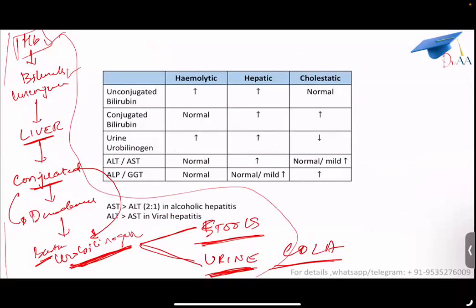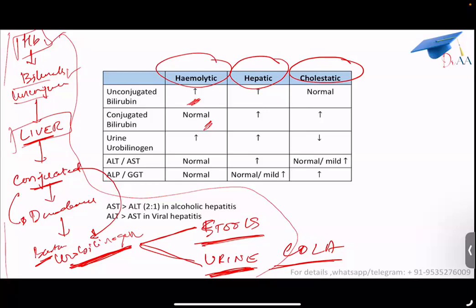Let's see how it differentiates here. So we know hemolytic, hepatic and cholestatic causes. In hemolytic, there is increased production of unconjugated bilirubin, hence unconjugated bilirubin will be high. Conjugated bilirubin will be normal because liver function remains normal. It is producing normally, so there is no effect on it. Urine urobilinogen will be increased because more and more bilirubin is excreted into the gut, which converts into urobilinogen and gets excreted in the urine. Hence, the urine levels will be high.